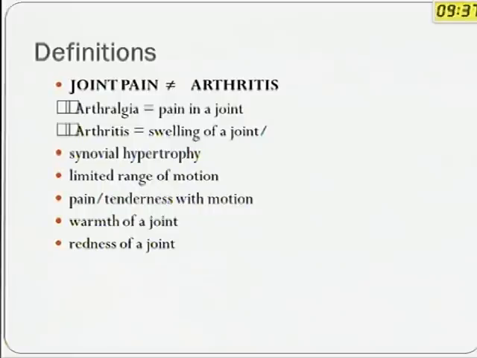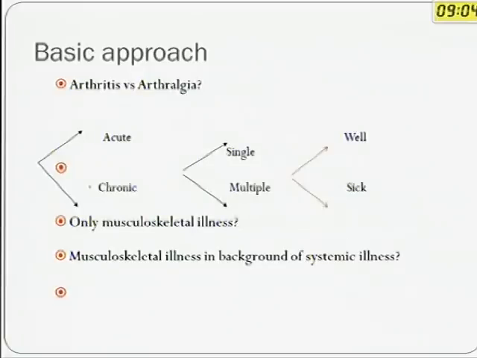So the first thing is a child who comes with joint pain doesn't always have arthritis. It's a very, very common mistake I see. Child has pain in knee, hip, etc. Does the child have swelling? No. Okay. So unless there are objective findings, you don't call it arthritis. That's the basic tenet we carry on with.